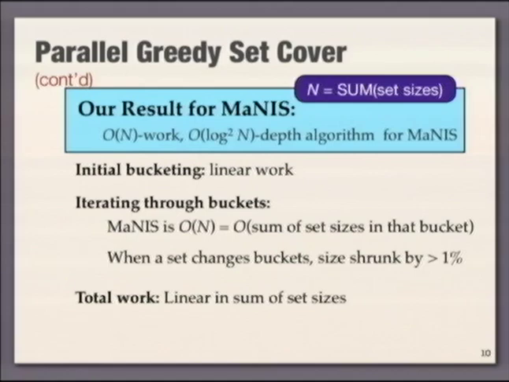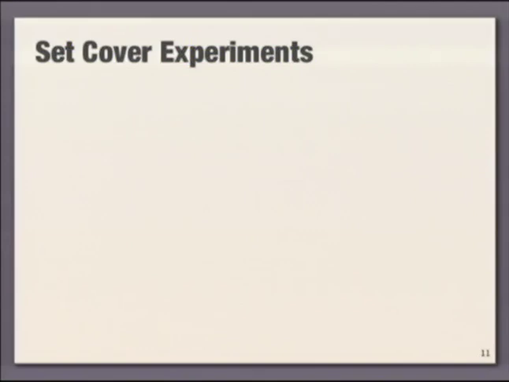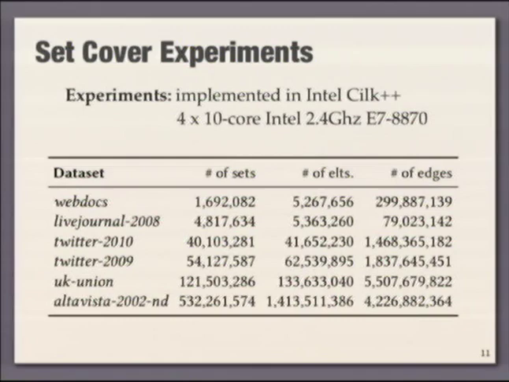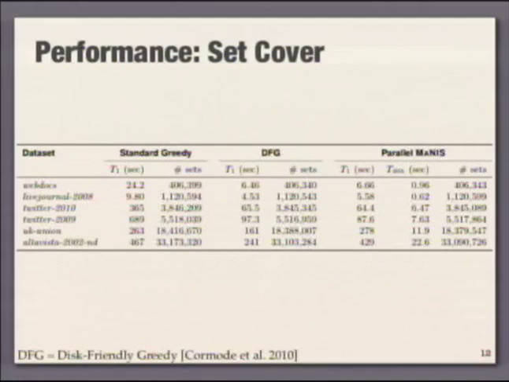Before I show you how MaNIS actually works, let me tell you that this is pretty good in practice. We ran some experiments on some of these data sets. The biggest data set has about 1.4 billion elements and about 500 million sets. We are comparing three things. Standard greedy is the greedy algorithm we all know and love. DFG is something called a disk-friendly greedy algorithm. This was presented in 2010 as a memory-efficient and cache-efficient algorithm, which was pretty fast. And then there is parallel MaNIS, which is what we are talking about in this talk.